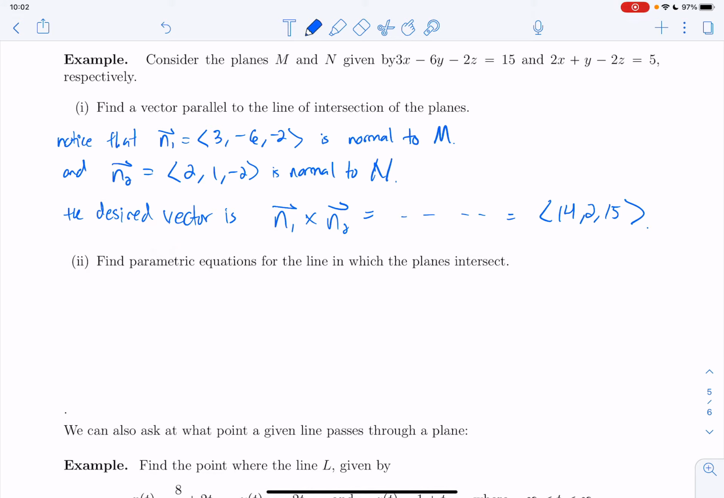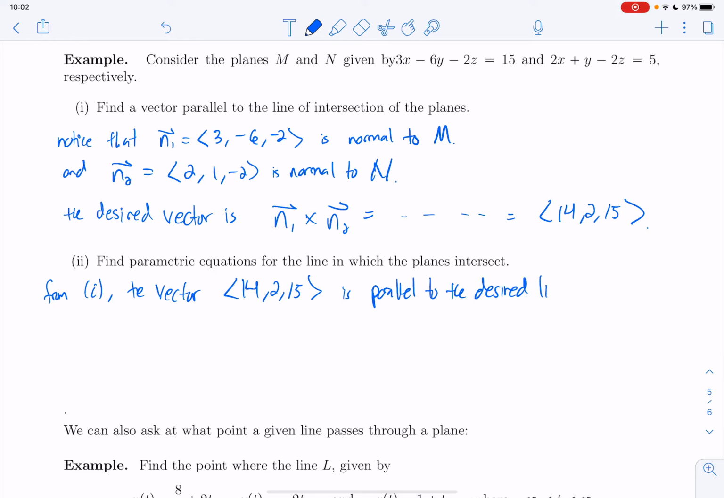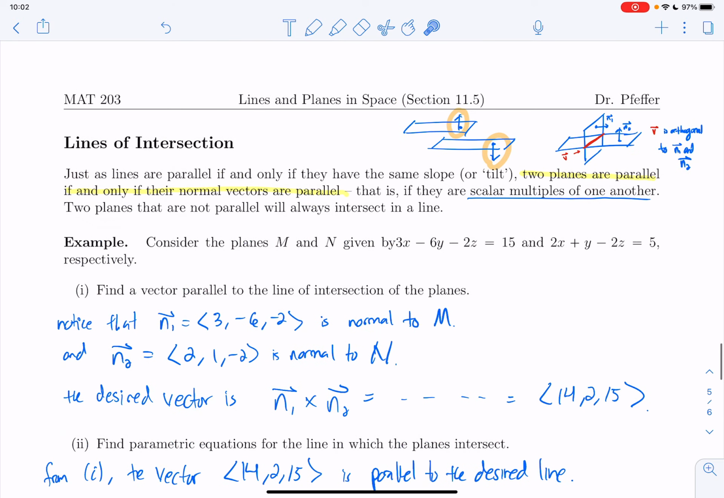Well, we'll note that from 1, the vector 14, 2, and 15 is parallel to the line. So we'll say the desired line. But the two pieces of data we need for a line are, of course, a directional vector, we have that, and a point. As it stands, we have equations for m and n, but we don't have a point that lies on the line. So what we're going to do is find one.